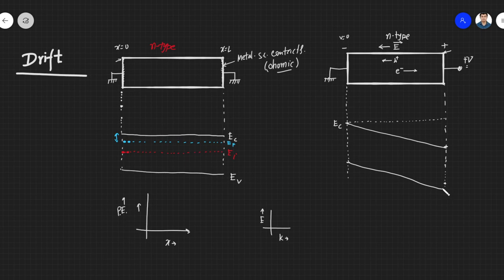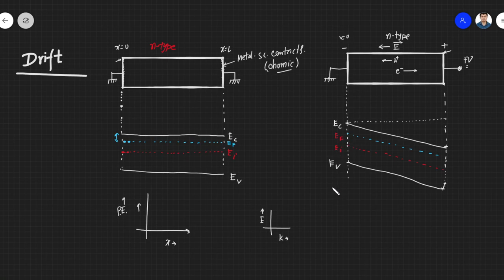This is the valence band, EV, and then comes EF, and then we have the intrinsic level. Here we have the EI and EF, right?